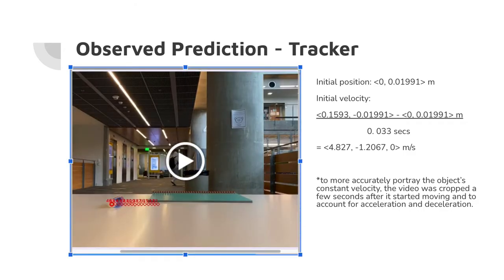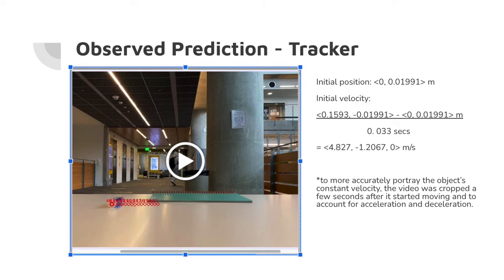The video was trimmed to a few seconds after it started moving and a few seconds before it left the frame to account for acceleration and deceleration and make it more accurately depict constant velocity. From the Tracker and with the points I made, which are shown by the little red diamonds, I got the calculations for initial position and initial velocity.